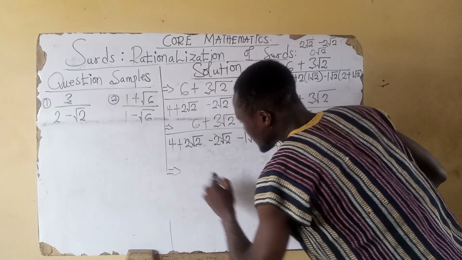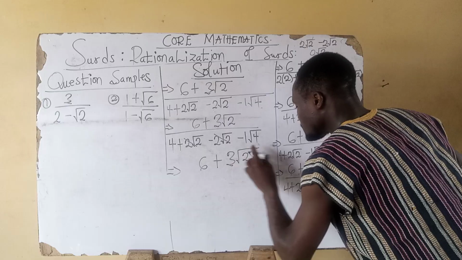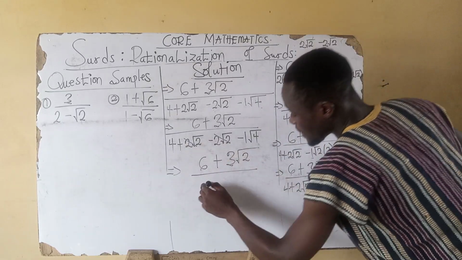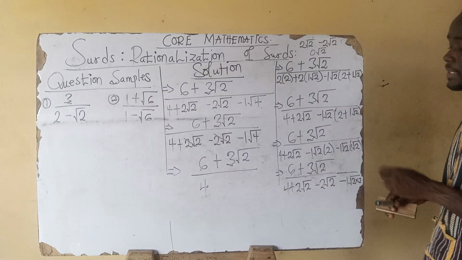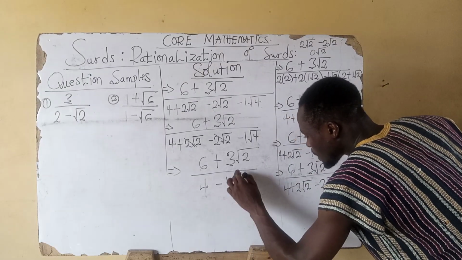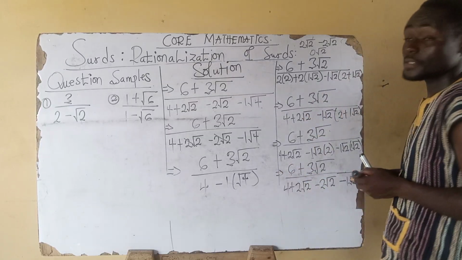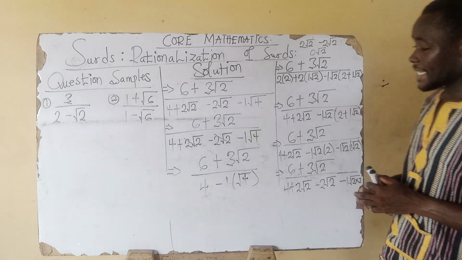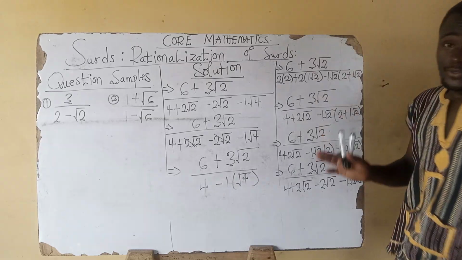So here I'm having 6 plus 3 roots of 2 all over. Then what do I have left there? I have positive 4 here. Then I still have this negative 1 in a bracket root of 4, bracket close. Are we good? Very good. So this is what we are having here. I believe you are not confused.